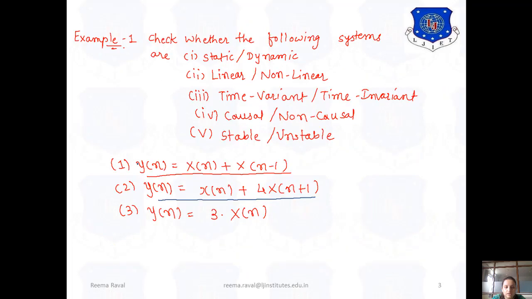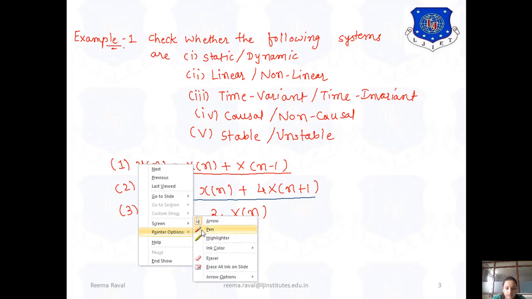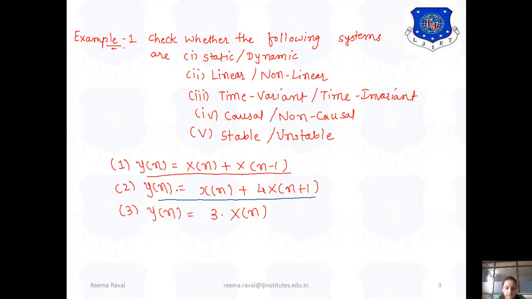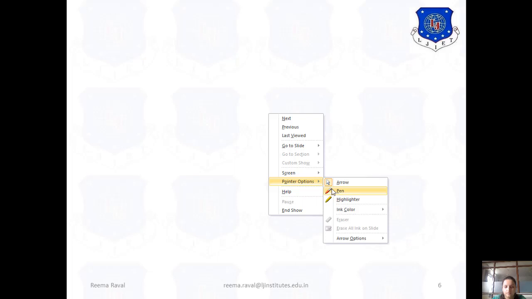Now the next question is y of n equals 3x of n. So now we will do this. The question is y of n equals 3 into x of n. For this again we check all the properties.